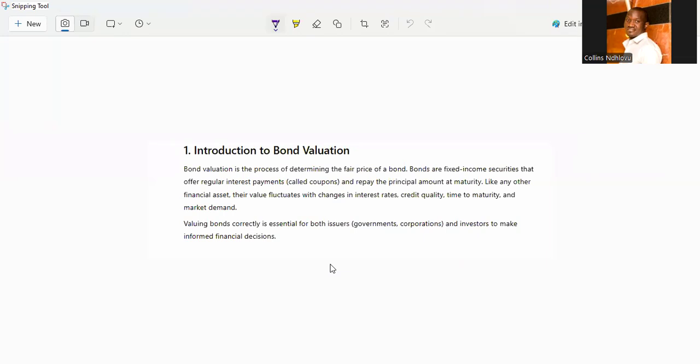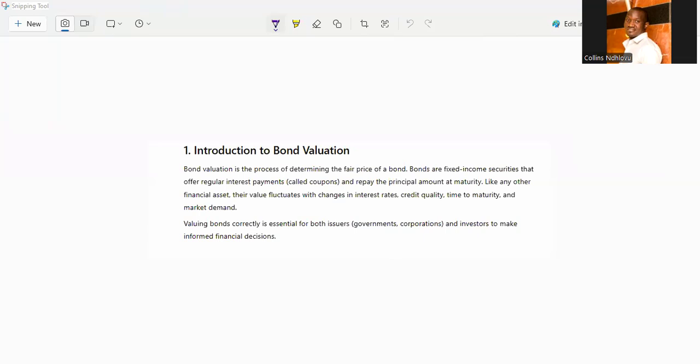The Bank of Zambia has specific dates when bonds are sold. So in essence, bonds are a means through which the government will regulate the flow of funds or liquidity in the economy. It is a way in which the government will borrow money from the public. Valuing bonds is important for both the issuers, who are governments and corporations, and investors. So you need to make informed decisions before you purchase those bonds.